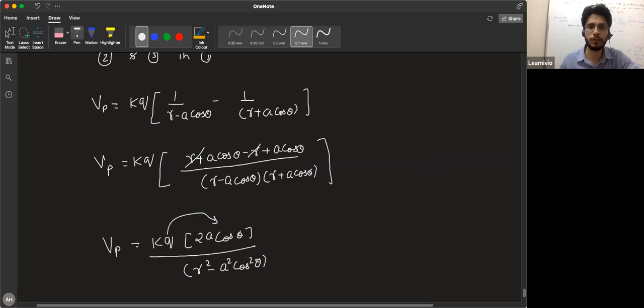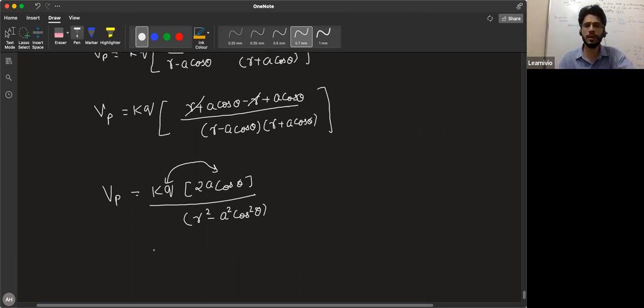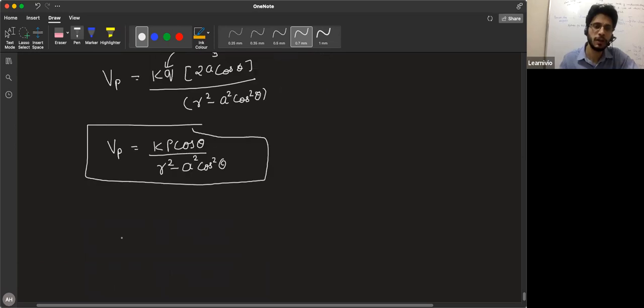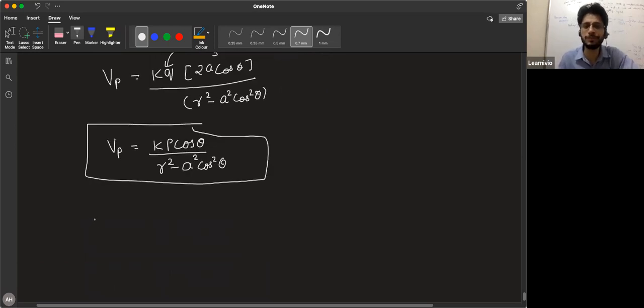Now, when we combine Q and 2A, we get P. So potential at P is KP cos theta over R square minus A square cos square theta. So this is the expression of potential due to a dipole at any general point, KP cos theta by R square minus A square cos square theta. Then we have some results, like some approximations, like the ideal dipole approximation.